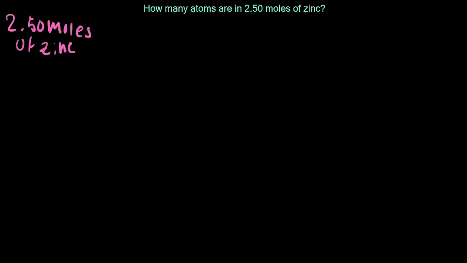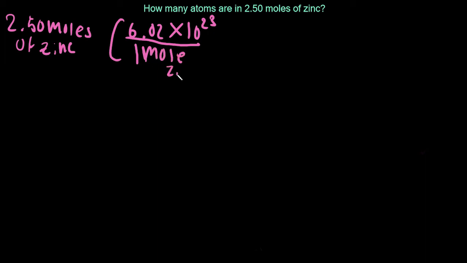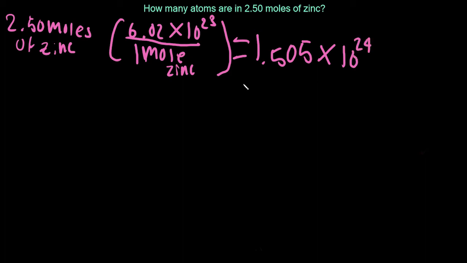How many atoms are in 2.50 moles of zinc? When you're dealing with atoms, molecules, and formula units, you can use Avogadro's number, which is 6.02 times 10 to the 23rd. You're given 2.50 moles of zinc, so you'll put Avogadro's number on top, which is 6.02 times 10 to the 23rd atoms of zinc over 1 mole. And you would multiply the top, and that should equal 1.505 times 10 to the 24th atoms of zinc.